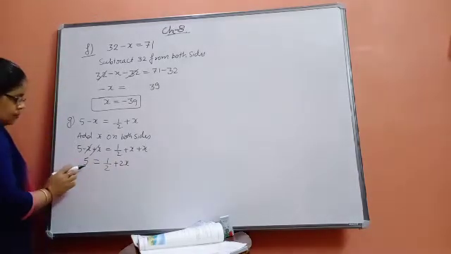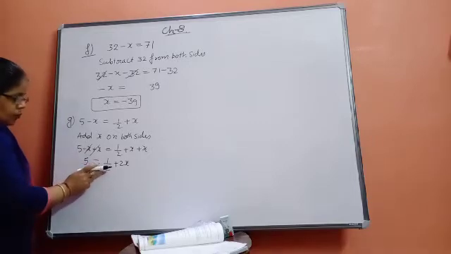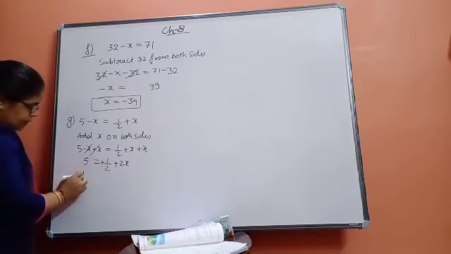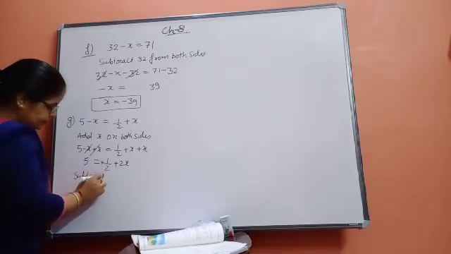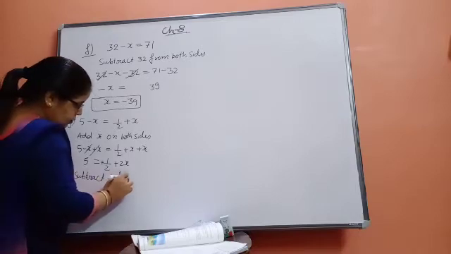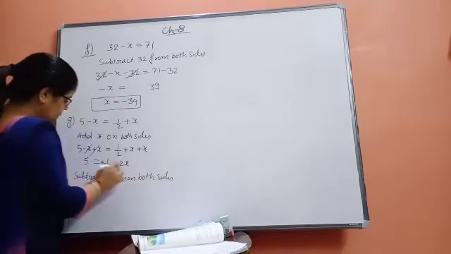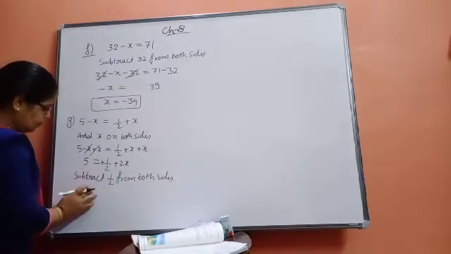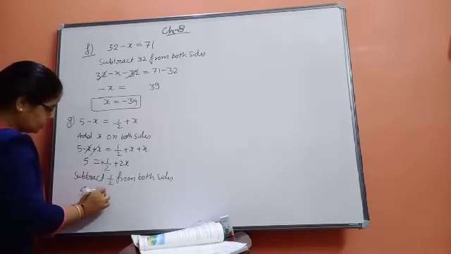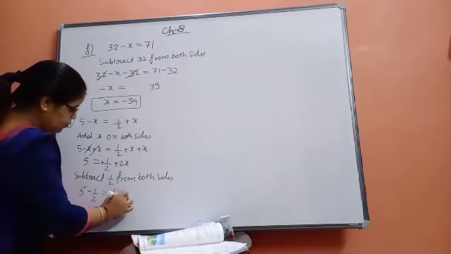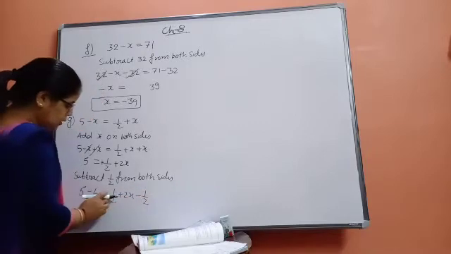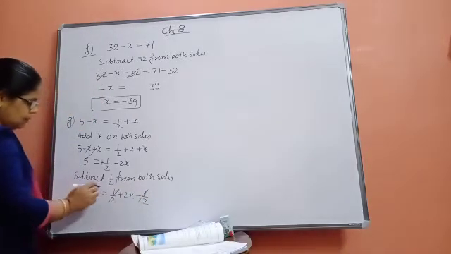Now what do we want? We don't want 1 upon 2 here because we would like to make the variable free. Here it is plus 1 upon 2. So what you will do? Subtract 1 upon 2 from both sides. So what will it become? 5 minus 1 upon 2 is equal to 1 upon 2 plus 2x minus 1 upon 2. The 1 upon 2 and minus 1 upon 2 both will get cancelled.